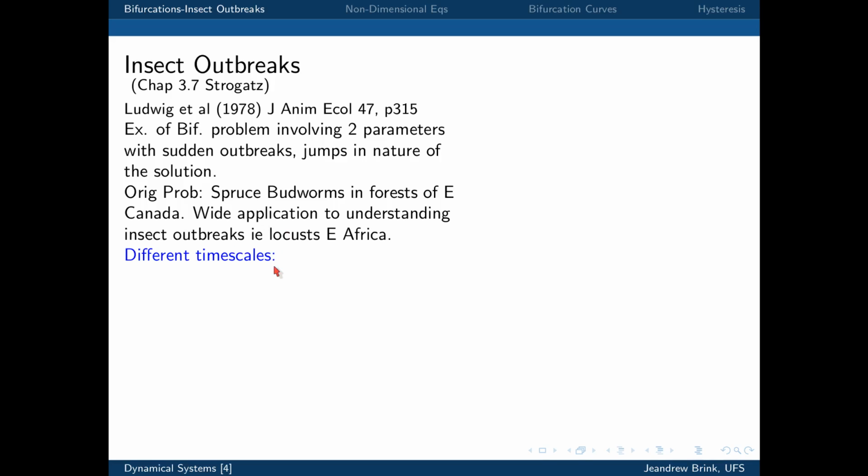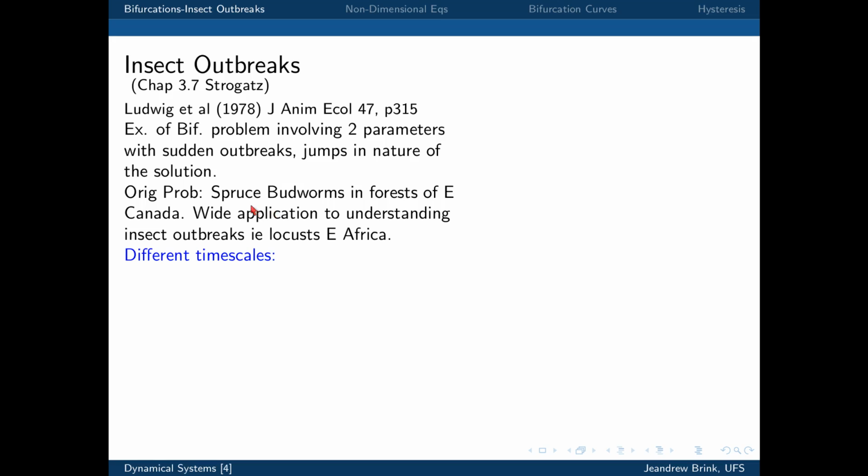What you need in this model is two different timescales. What happened with the spruce budworms in Canada was that the forests always have spruce budworms, so it's not as if it's a new insect that occurs. Then something suddenly triggers them, and they go from a normal population just eating a few leaves to a population that actually eats up the whole canopy.